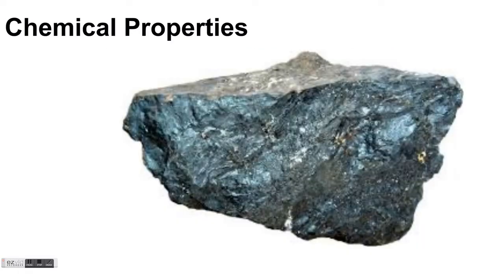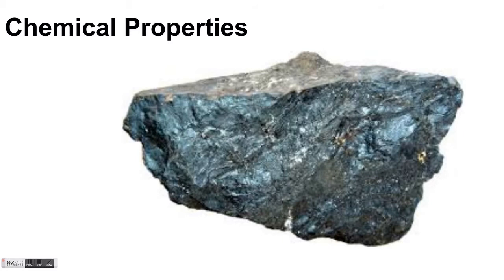Chemical properties, on the other hand, are only observable by changing the identity of a substance. Some kind of chemical reaction must take place to see the chemical properties of a substance. Some examples of chemical properties are flammability, reactivity with acid, reactivity with water.